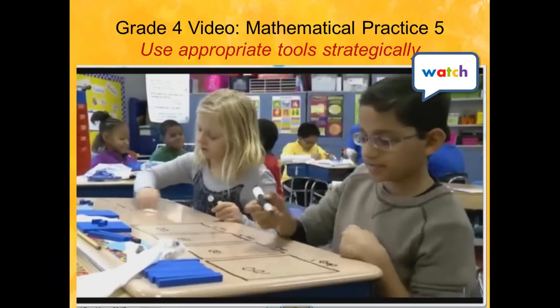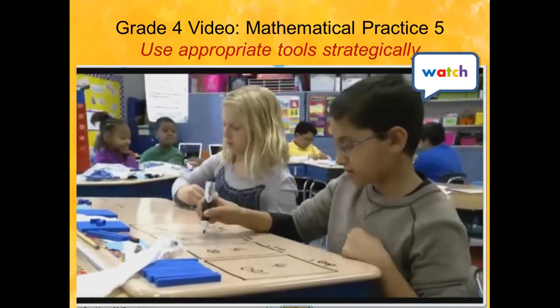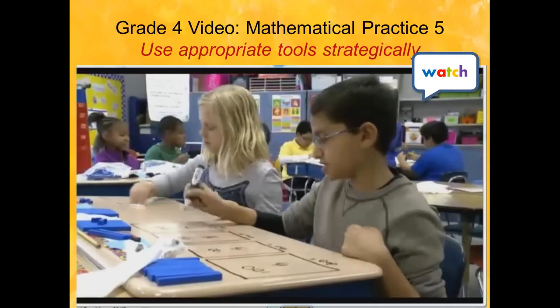They have to break up the 20, so 5, 10, 15.